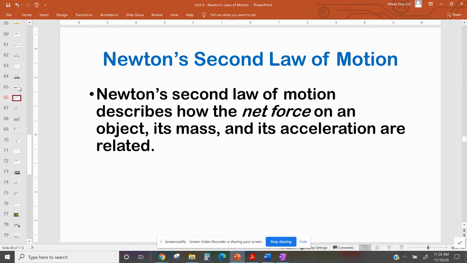Newton's second law of motion describes how the net force on an object, its mass, and its acceleration are related. Remember that net force is when you add up all of the forces on an object, whatever is left over is the net force. So we wouldn't consider gravity in the net force of an object if we are just rolling something across a flat surface.